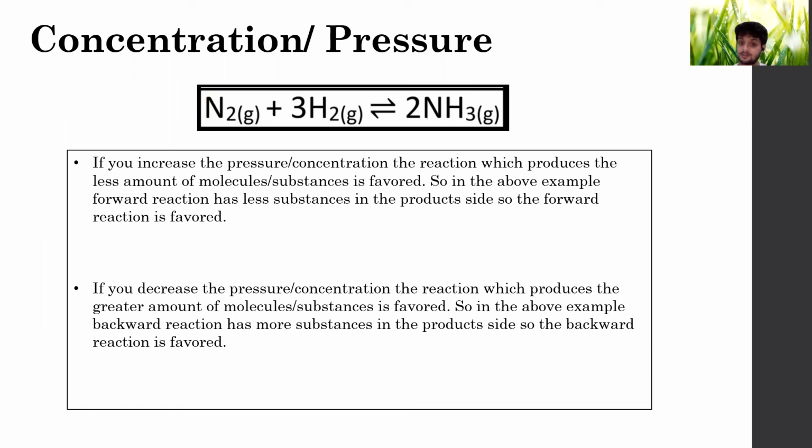Vice versa, if you decrease the pressure of a reaction, it will favor the side that produces the greater number of molecules. In this case, the backward reaction is favored, and nitrogen and hydrogen will be produced more and more, because that side has more molecules or substances. In that way, the system is able to regain the lost stability, or the lost equilibrium, of the reaction.